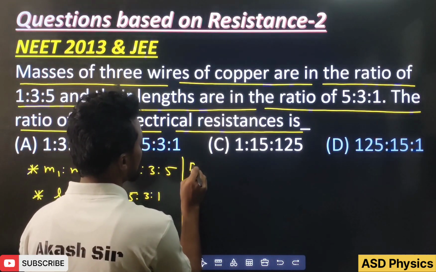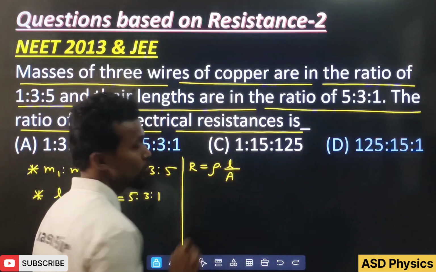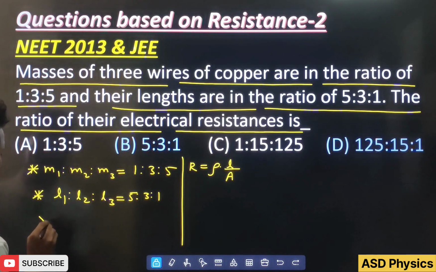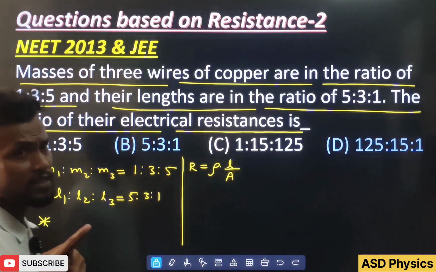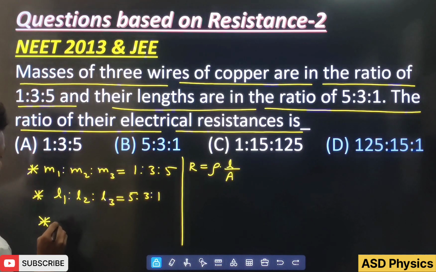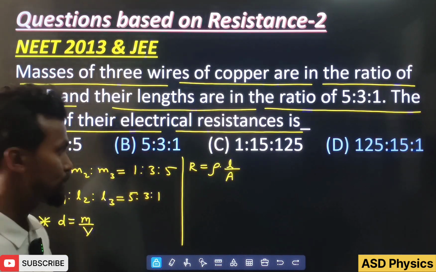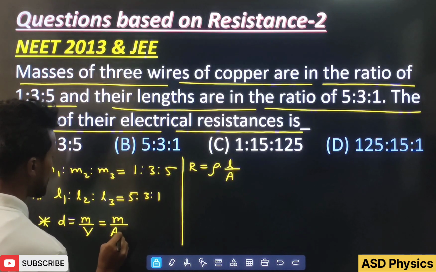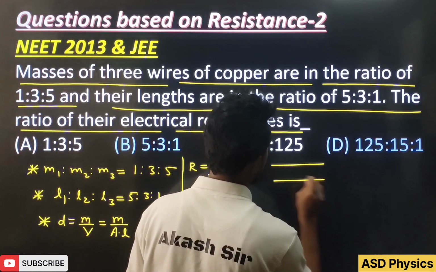You know very well the resistance of a wire is given by rho into L by A, where L is the length and A is the area of cross section. But remember, here they are asking in terms of mass. You know very well the density equals mass by volume. And volume means A into length.